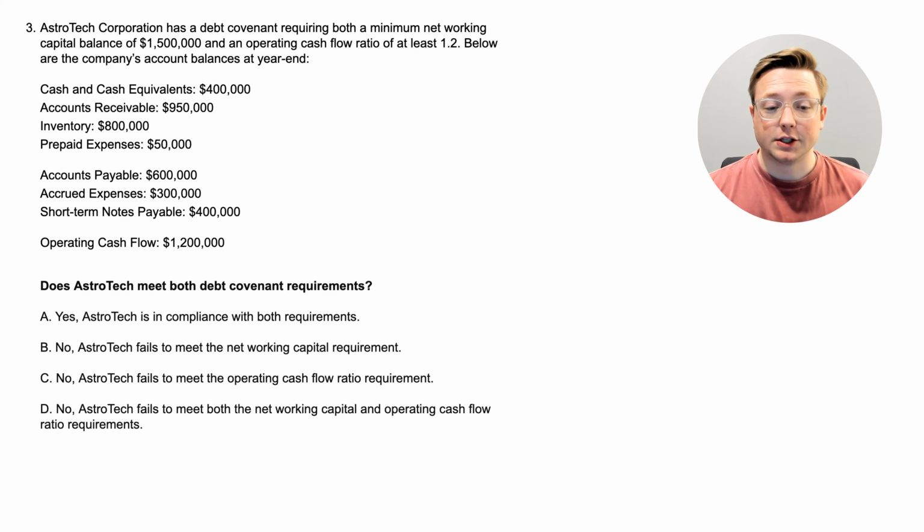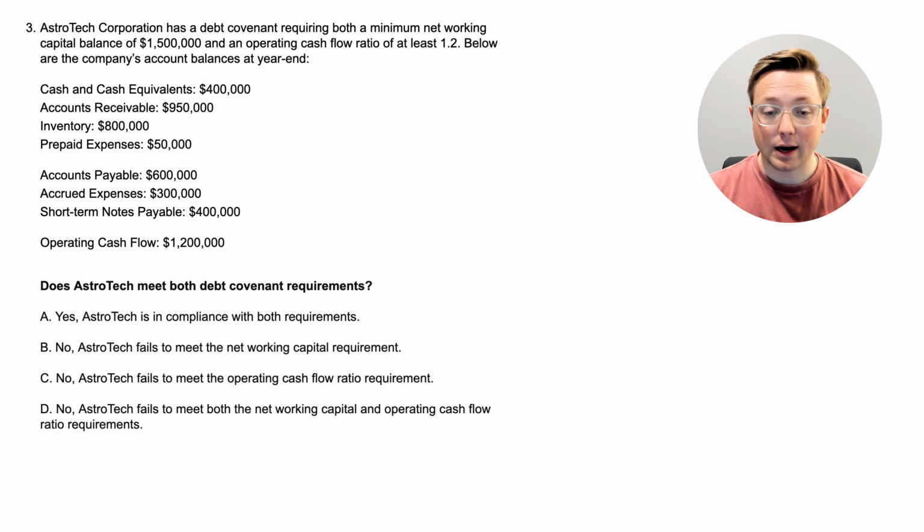All right, here we are at question 3. Does Astrotech meet both debt covenant requirements? Okay, so it looks like we're dealing with 2 of them at this point. Let's go up to the top. Astrotech Corporation has a debt covenant requiring both a minimum net working capital balance of $1,500,000 and an operating cash flow ratio of at least 1.2.